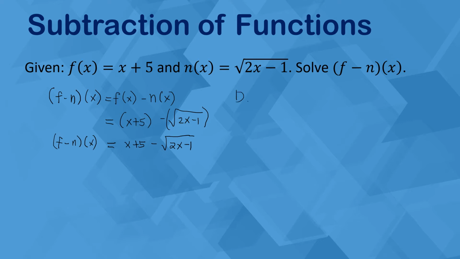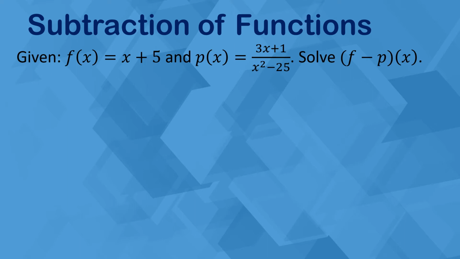For the domain of f minus n, take note that the domain of the f function is the set of all real numbers. And for n(x), the domain there is all real numbers greater than or equal to 1/2. So the intersection of the two domains will be all real numbers greater than or equal to 1/2, to make the new function defined together with, of course, the n(x) function.